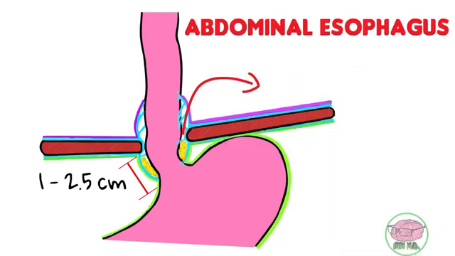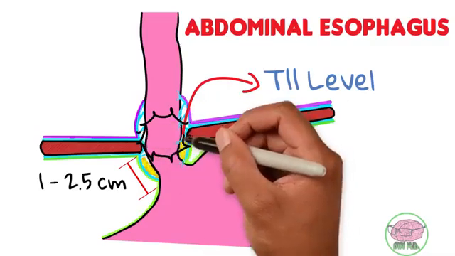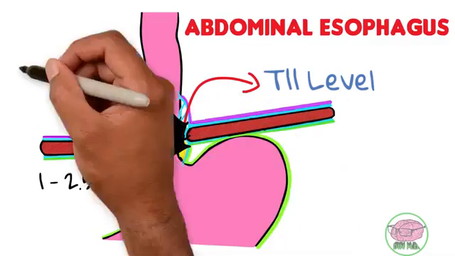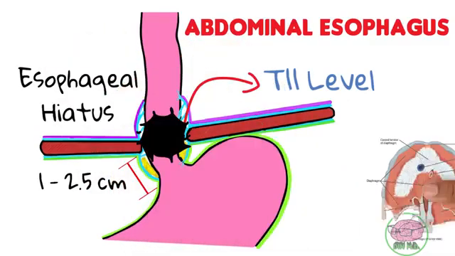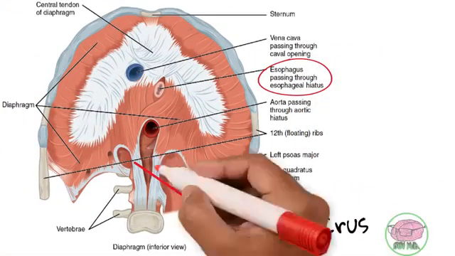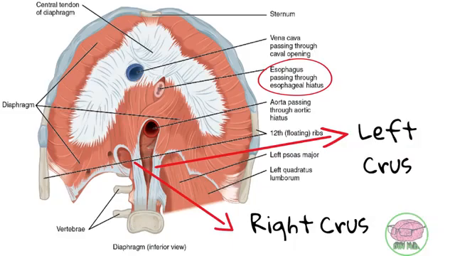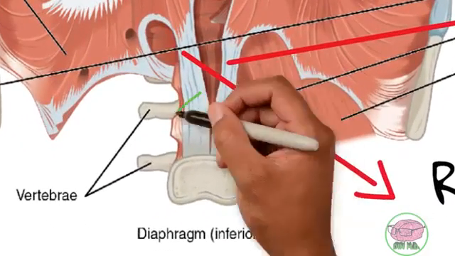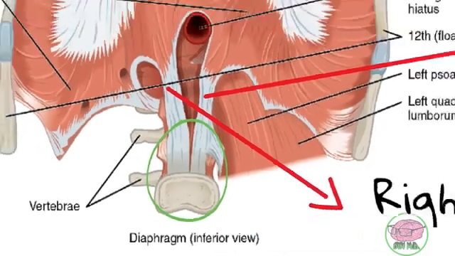through the diaphragm at the level of the T11 vertebra. The hole in the diaphragm through which the esophagus passes is known as the esophageal hiatus, and it is created by the diaphragmatic crus, the right crus and the left crus. These are structures that the diaphragm uses to attach itself to the vertebral column.